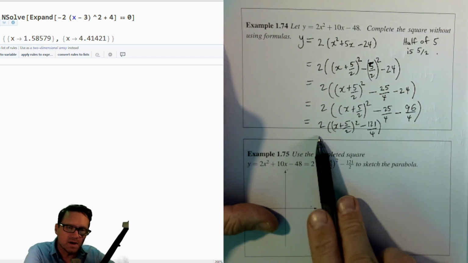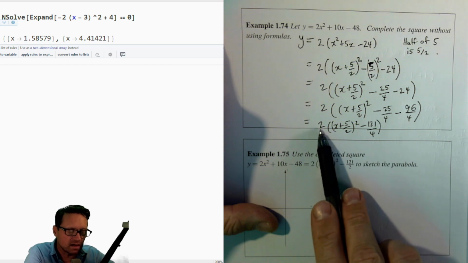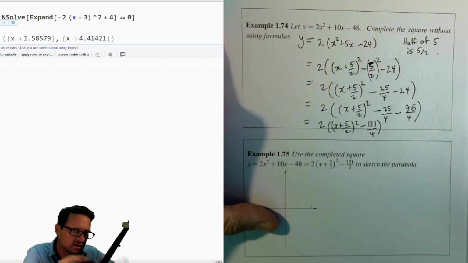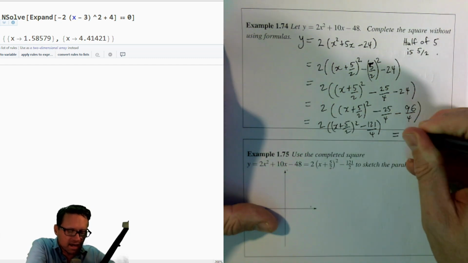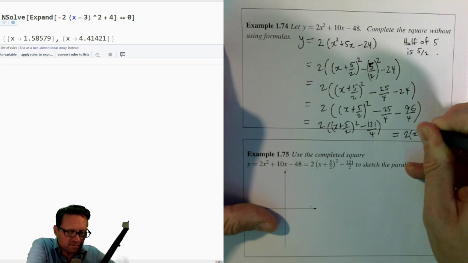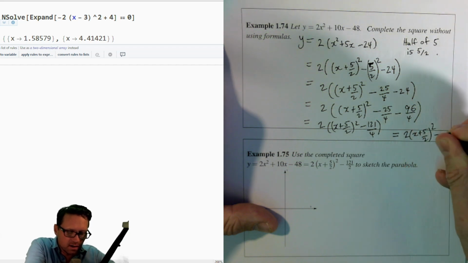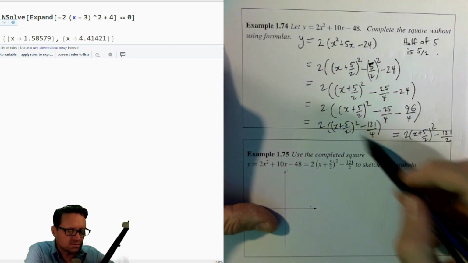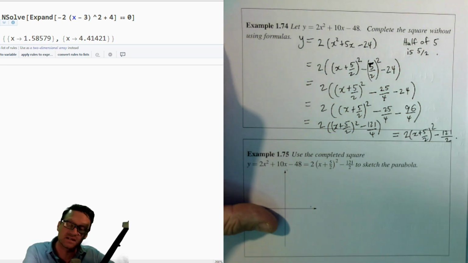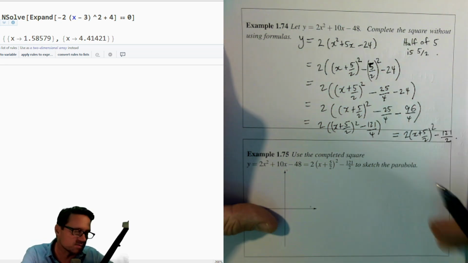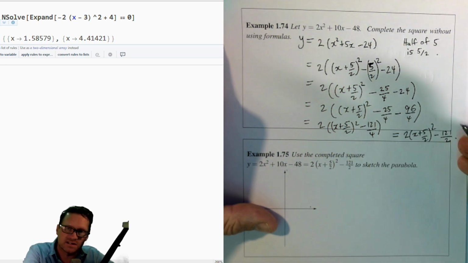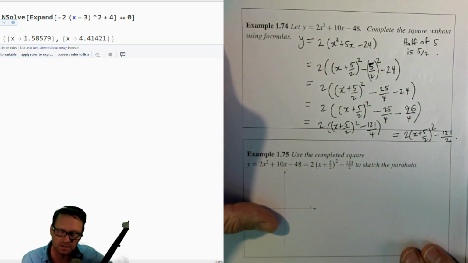And then finally, you might want to distribute, expanding that 2, distributing it over the difference. And so we will get 2 times (x plus 5 over 2) all squared minus 121 over 2. So 2 over 4 is a half. Okay, and this is what we got earlier using formulas, but here you see we didn't have to use formulas, and hence we didn't have to remember a formula, which I think is better.